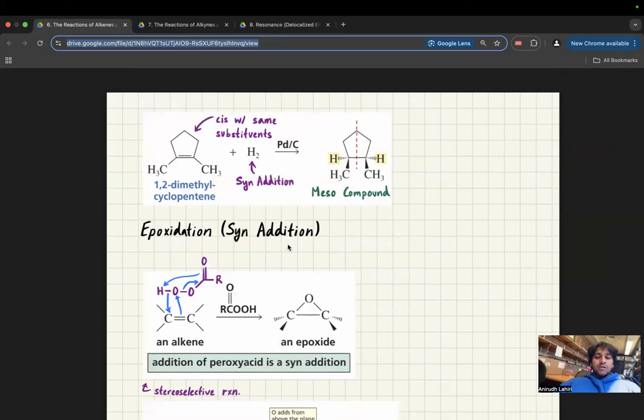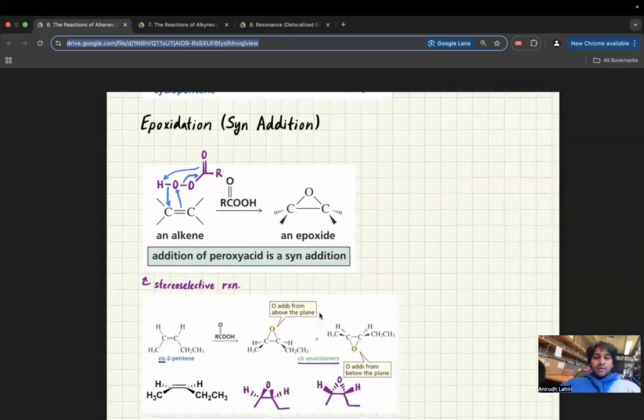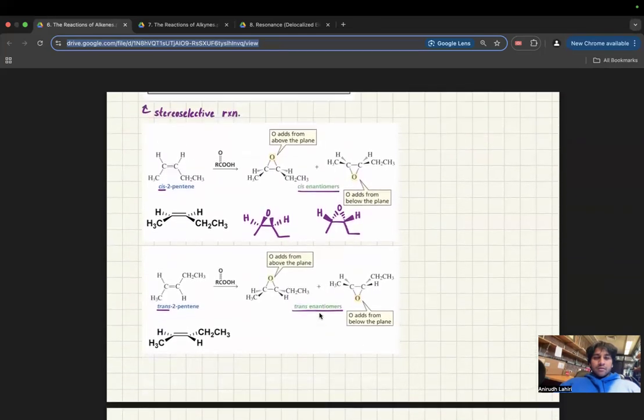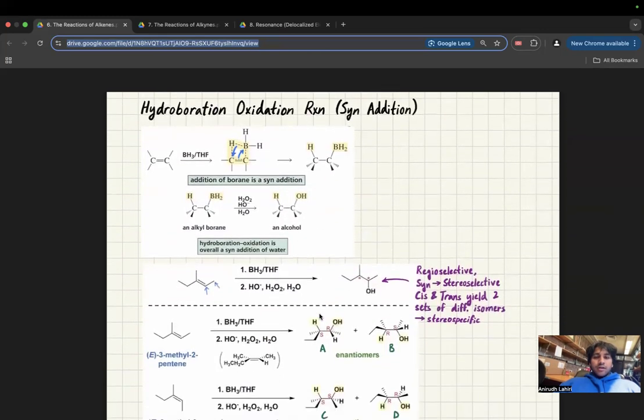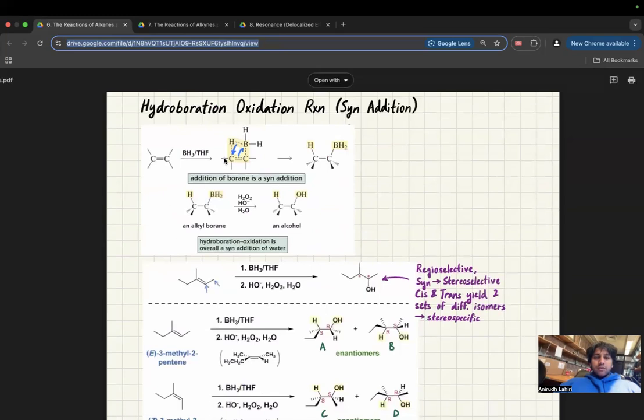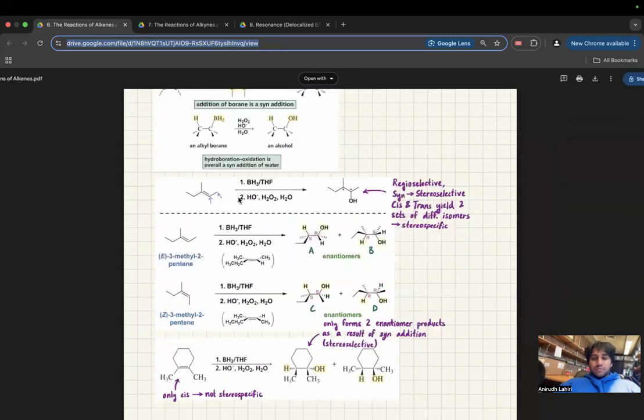Epoxidation is a syn addition reaction. Again, you're not on the hook for this mechanism generally, but remember that it is a syn addition reaction, so these two lines will have to be the same. Okay? Cool. Hydroboration oxidation reaction is a syn addition reaction, and we can look at the transition state, which you're probably on the hook for, and this mechanism, and we can see why it's syn addition. Cool.